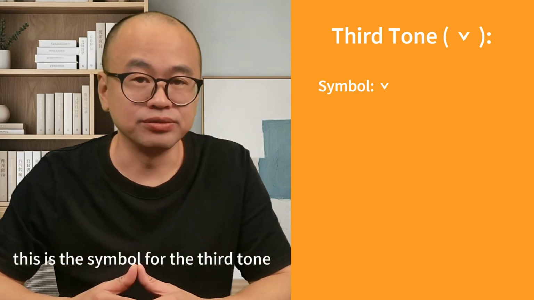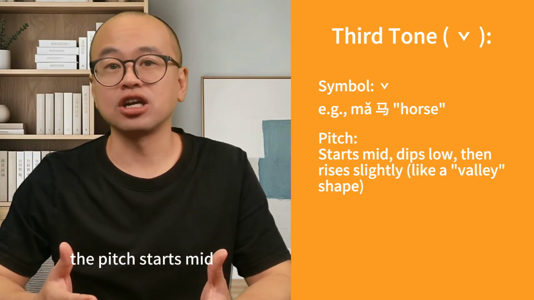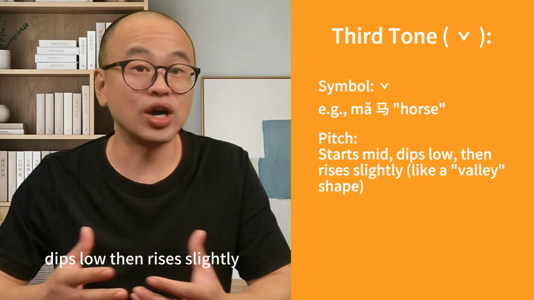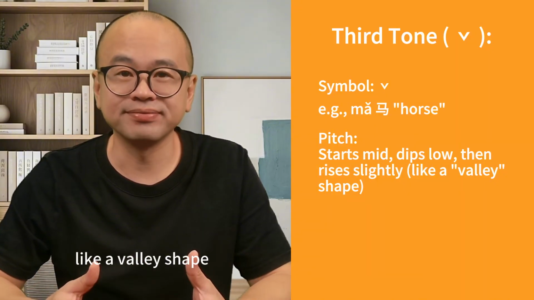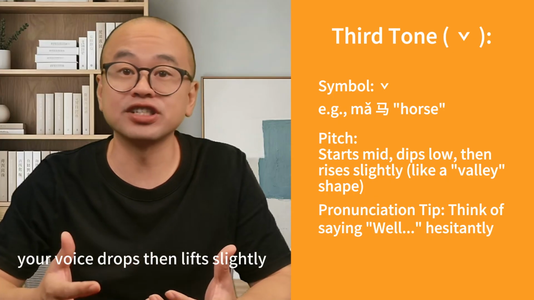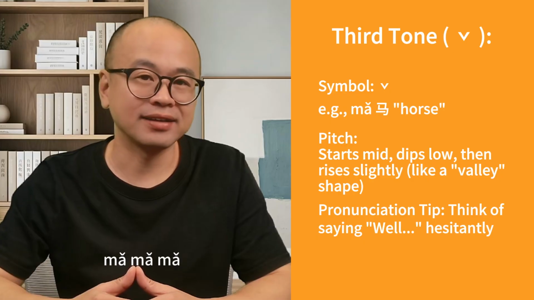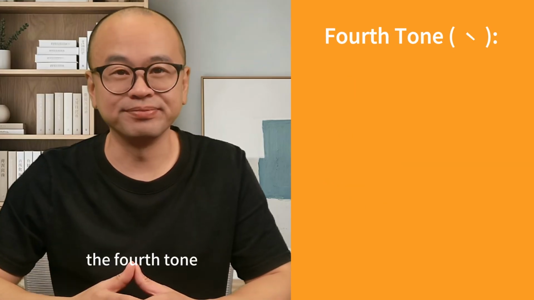The third tone. This is the symbol for the third tone. For example, mǎ, which means horse. The pitch starts mid, dips low, then rises slightly like a valley shape. Think of saying well hesitantly. Your voice drops, then lifts slightly. Mǎ, mǎ, mǎ.